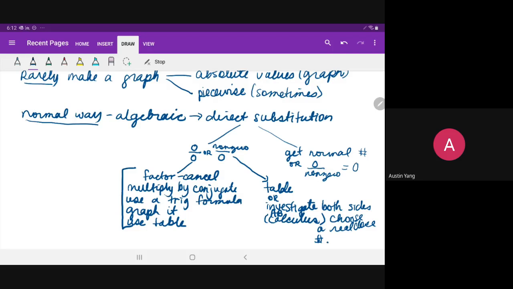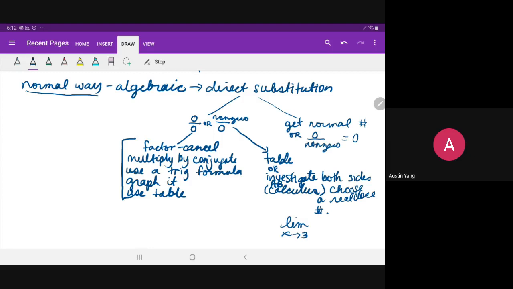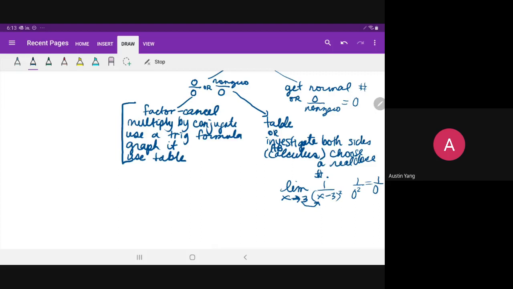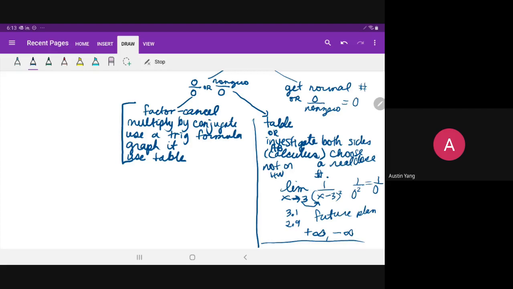So say it was limit as x approaches 3 of 1 over x minus 3 squared. When I substitute the 3 in, I get 1 over 0 squared. And that's where this is not on your homework. So this one's not on your homework. Okay. And then I pick a close number like 3.1 or 2.9. And then I check the left and I check the right. So this is kind of the future plan. We'll call this future plan. But the answer is going to be positive infinity or negative infinity. They're pretty cool. Okay, but you'll learn that next year in the fall. They don't need to learn that before then.